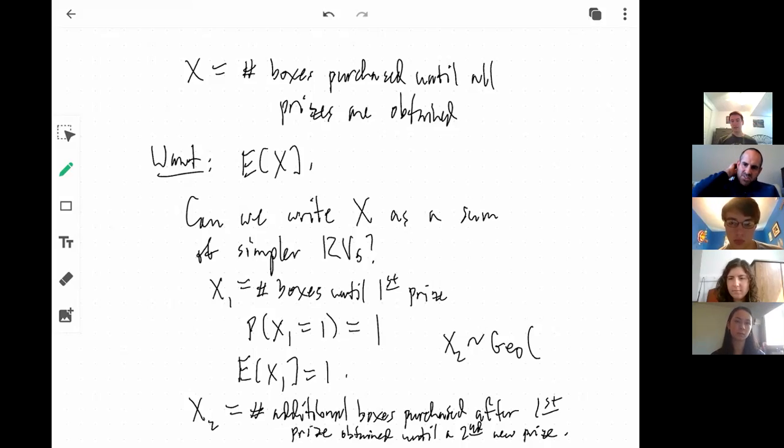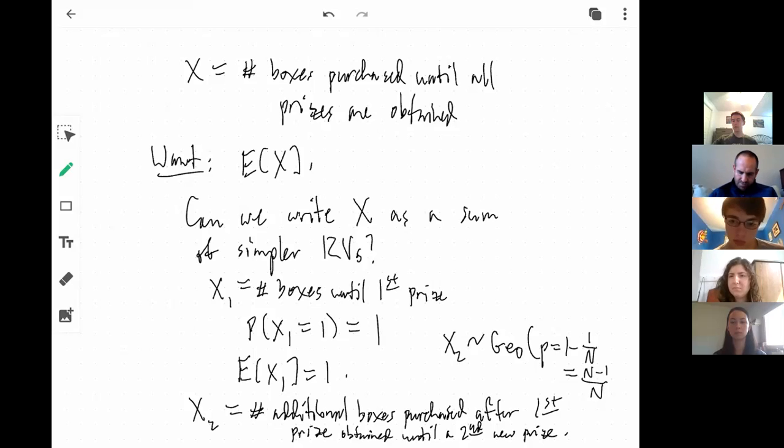What's the success? Success is not getting whatever prize you got first, which I guess would be 1 minus... So what's the probability of not getting that first prize? Would that be 1 minus 1 over n? Yeah, that's exactly right. 1 minus 1 over n. Another way to say that would be capital N minus 1 over little n.